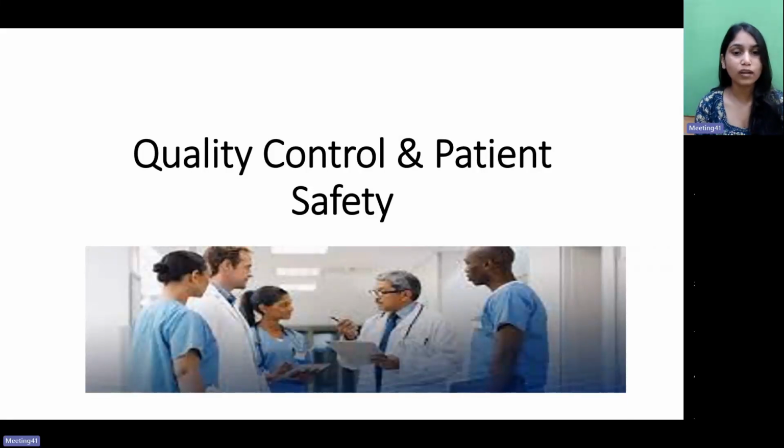Our today's class is quality control and patient safety, and it will be the overview of the subject where we will discuss the basics of the subject. There are three units in this subject. In the first unit, we will discuss quality control, the safety measures in the hospitals, and how to improve the qualities. All these things we are going to cover in unit one.